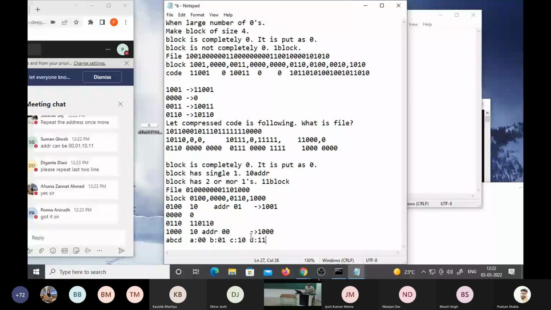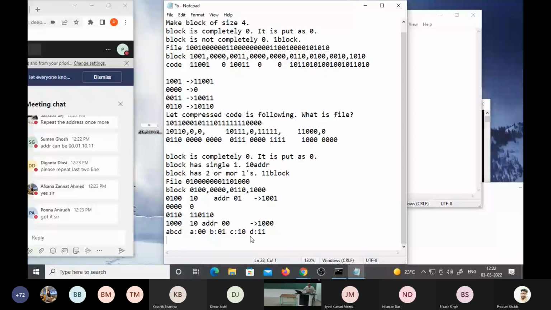Can you write this? Can you write what is 0001? What is the address of the 1? Write it. That is correct. Address of 1 is 11. So this becomes 1011. Right. Now let us further proceed.